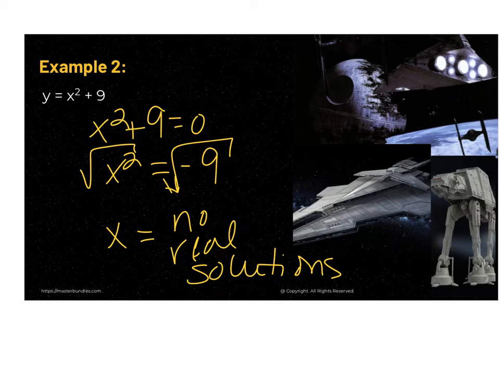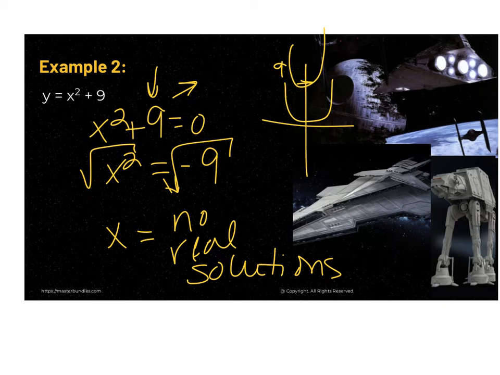And if you think about this, think back to our quadratic transformations. What does this say? This says I'm going to take the parent function and translate it up 9 units. So now it's going to look like this, and it's not going to touch the x-axis at all. So that means it has no solution. Okay? And you'll see as we're doing these, this transformation will come back into play again and again and again.